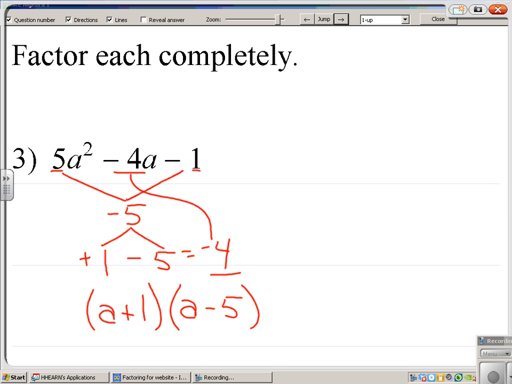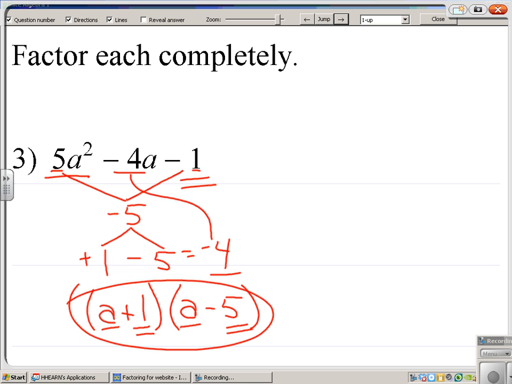If you were just kind of half paying attention on this, you may treat this like the previous slides. But if we take a quick look, you're going to hear me say this repeatedly. First times first has to equal first, and a times a does not equal 5a squared. And you're going to hear me say last times last has to equal last. And of course, 1 times negative 5 does not equal negative 1. So that isn't what we're doing with our magic numbers.